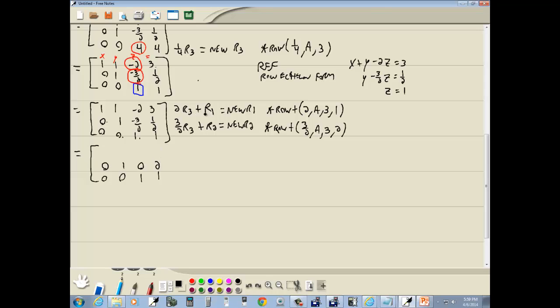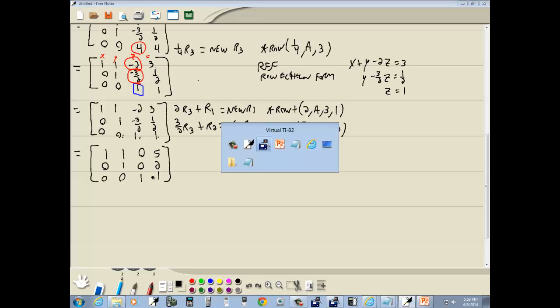Now 2 times row 3 plus row 1. 2 times 0 is 0 plus 1 is 1. 2 times 0 is 0 plus 1 is 1. 2 times 1 is 2 plus negative 2 is 0. And 2 times 1 is 2 plus 3 is 5. Let's see if the calculator bears out what I just said.